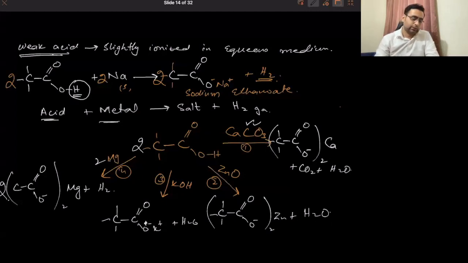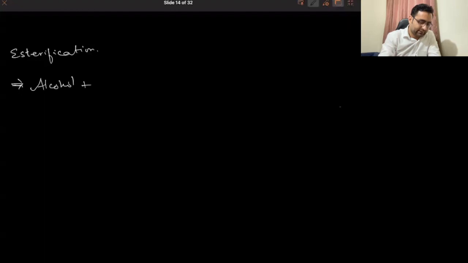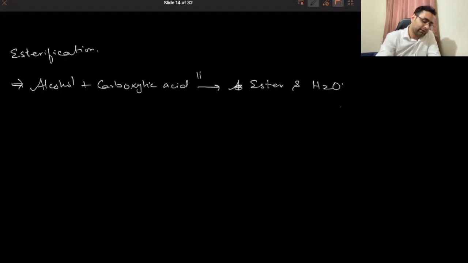So this was about the reaction of carboxylic acid with metal oxide, alkali, and metal carbonate. And one last and important reaction is esterification. For esterification, alcohol reacts with carboxylic acid to form ester. Alcohol and carboxylic acid react to form ester and water. Ester and H2O. And this reaction happens with H positive, under reflux.